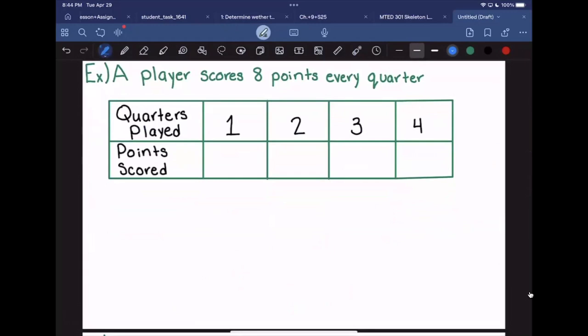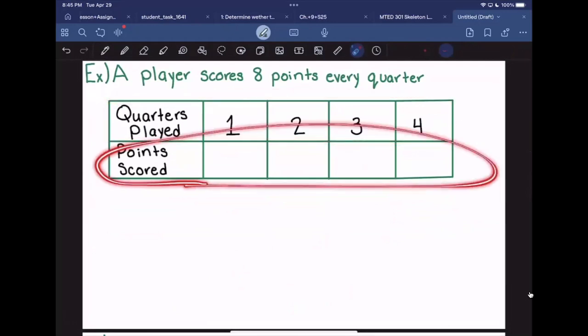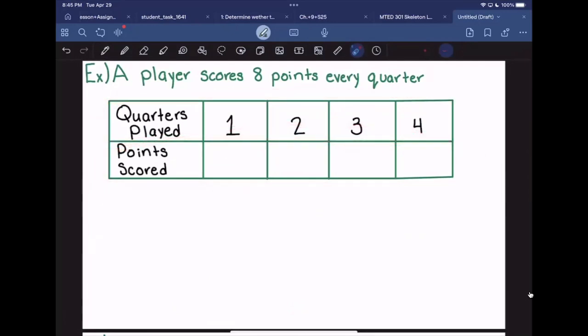Now let's do an example. A player scores 8 points every quarter. Here we have a table. We see that the top row represents quarters played, and the bottom row represents points scored. So we are given the information that a player scores 8 points every quarter. The key word to know is every quarter they're scoring 8 points. So each quarter should increase by 8 points.